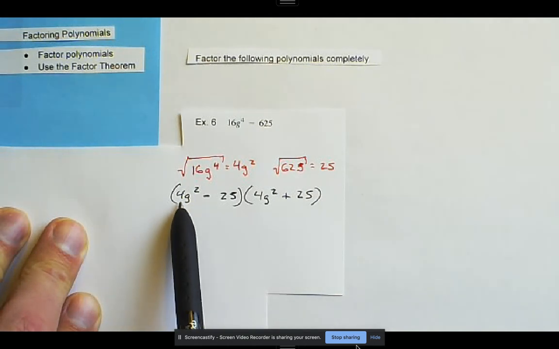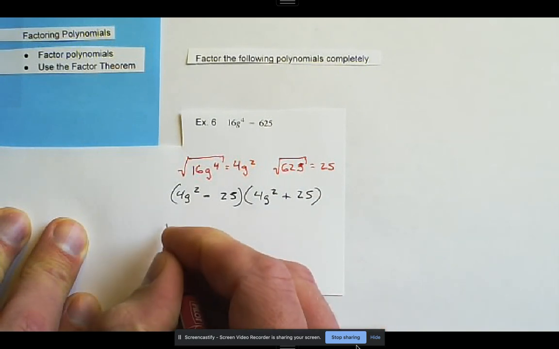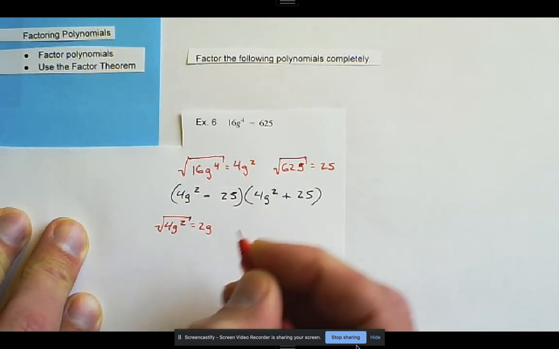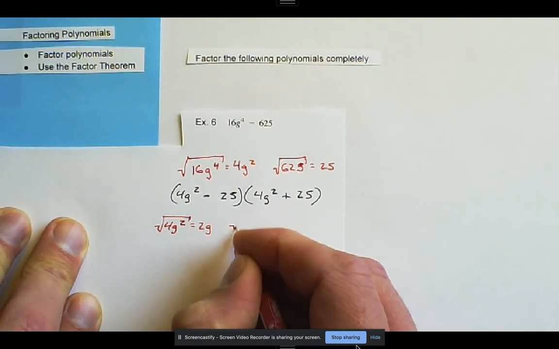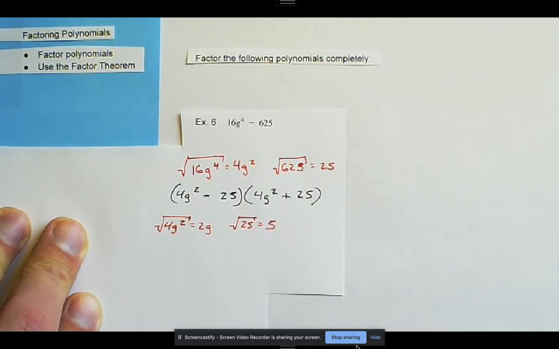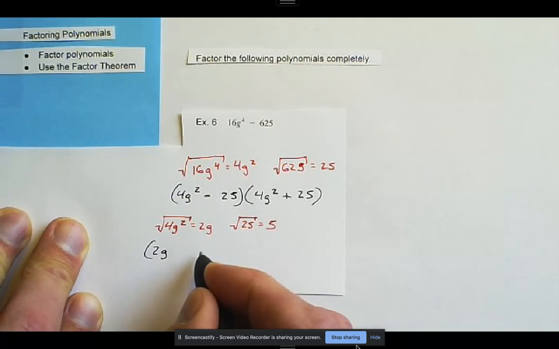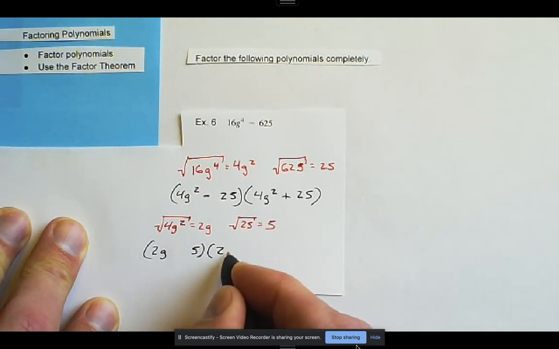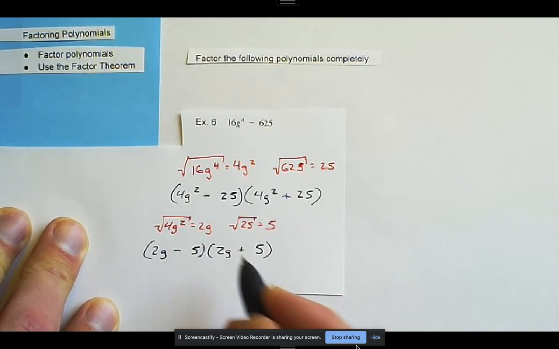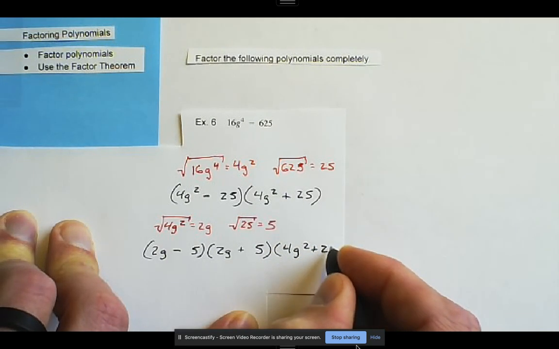One more time that we notice, we have 4g squared minus 25, which is, again, another perfect square. So 4g squared, if we take the square root of that, is 2g. And then if we take the square root of 25, that is equal to 5. And so we get, again, we write these two down, 2g, 5, 2g, 5, and we join it with opposite signs, so for our conjugate pair. And then we write down our last term, our last binomial.